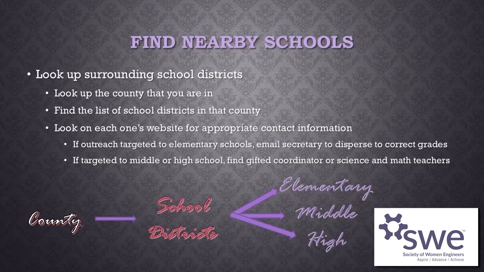For a general tool, if the outreach is targeted towards elementary school students, emailing the secretary is normally the easiest way and honestly the most effective way to disperse to the correct age ranges and to the correct students. Maybe there's a gifted educator, maybe there's not. If you have a middle school or high school event, then you could find the contact information for the gifted coordinator or perhaps a science and math teacher. And as a rule of thumb, if you can't really decide who to send it to, you should probably just send it to a few science and math teachers within the district, and that way at least some students will receive the information.